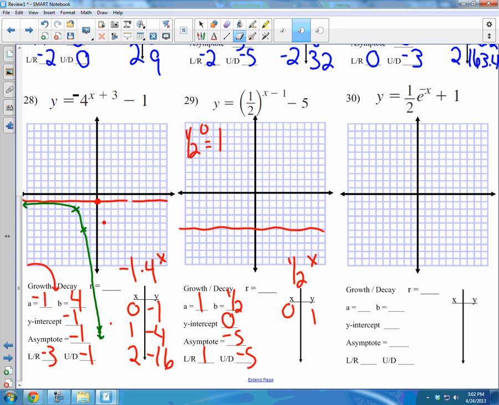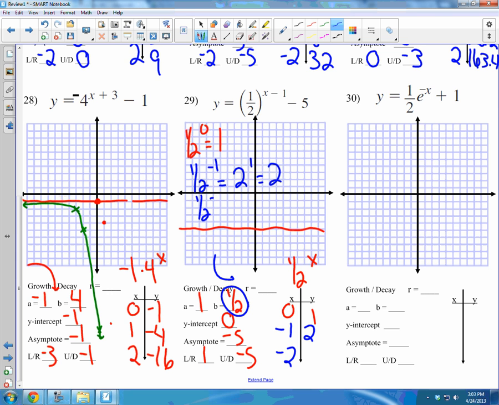And now I'm going to finish my t-chart. Since it's decay, and I know it's decay because B is less than 1, I know to use the negative numbers. So what happens when you put -1 in? The -1 is going to flip 1/2 into 2, becomes 2 to the first, which is 2. And when I do this with -2, again, the negative flips it, becomes 2 squared, which is 4. So those are the points I'm going to graph.